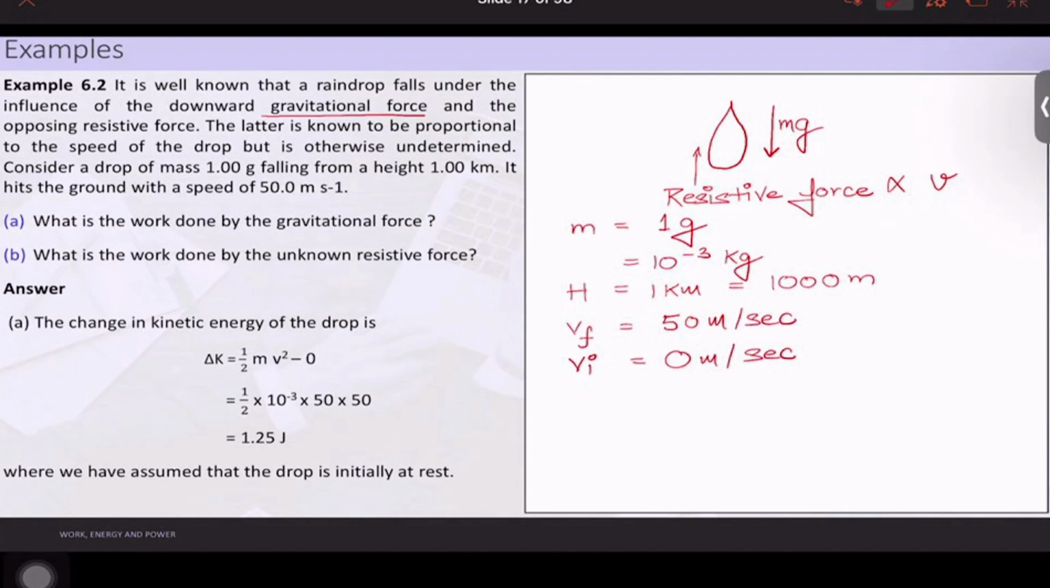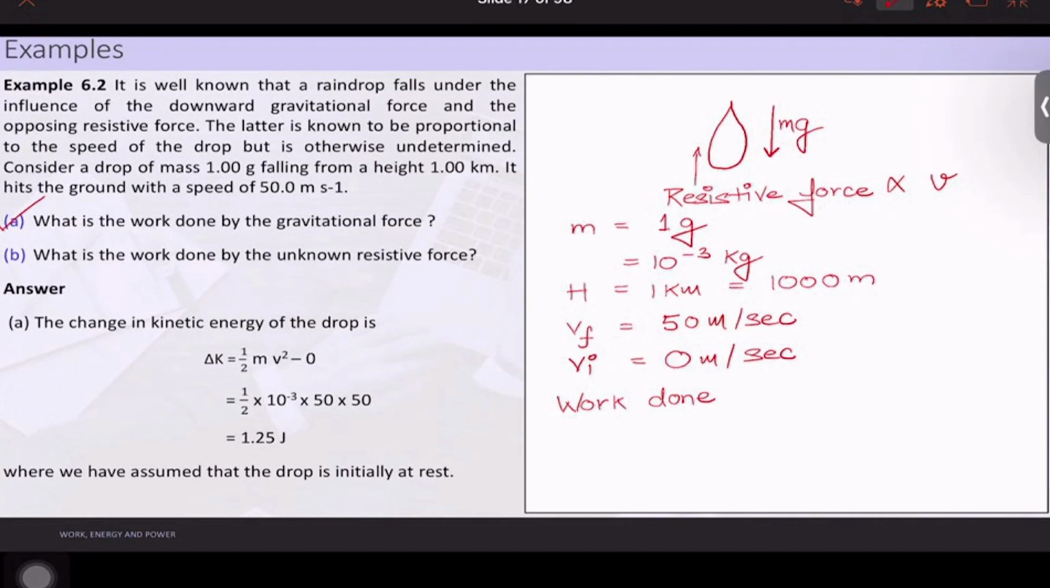Okay, so mass is given to you. Then the next thing is height, and the next thing is the speed with which it hits the ground. The first question asked is, what is the work done by the gravitational force? Work done by gravitational force can be calculated how? As nothing is given even about the resistive force, we can assume this to also be equal to 0.